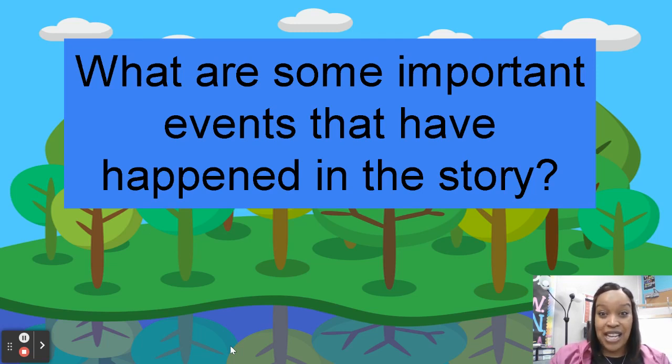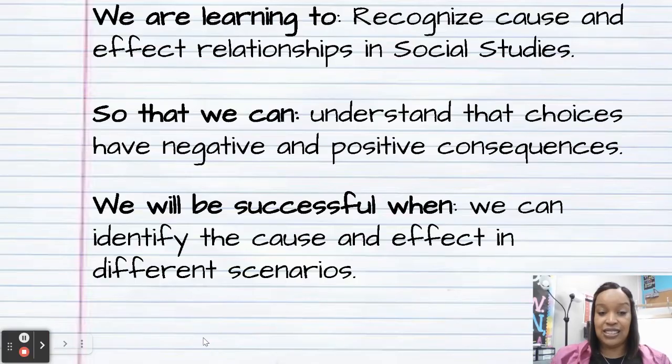Right. So let's go over our learning intentions. So today we're learning to recognize cause and effect relationships in social studies so that we can understand that choices have negative and positive consequences. We will be successful when we can identify the cause and effect in different scenarios.